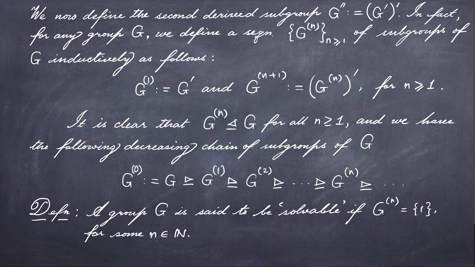And in fact, the sequence of subgroups that we have defined inductively is a decreasing one. That is, each G^(n+1) is a subgroup of G^(n). Now we make the following definition: if after a certain finite stage the trivial subgroup appears in this decreasing sequence, that is, eventually all terms are trivial, then we will say that the group G is solvable.